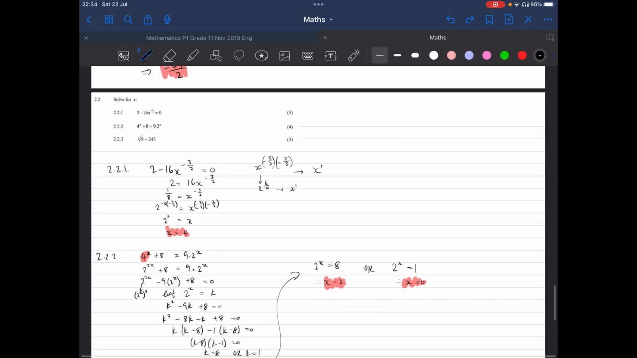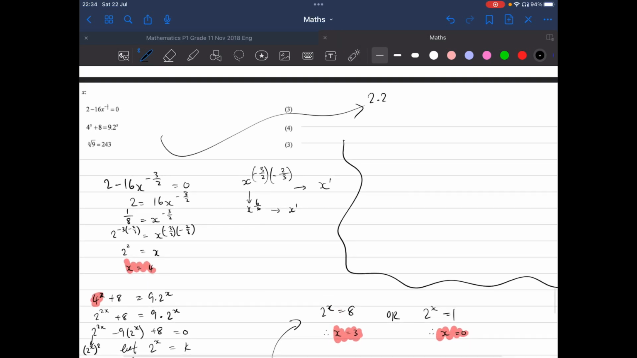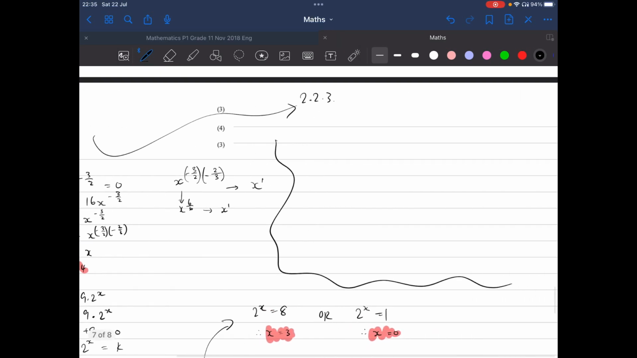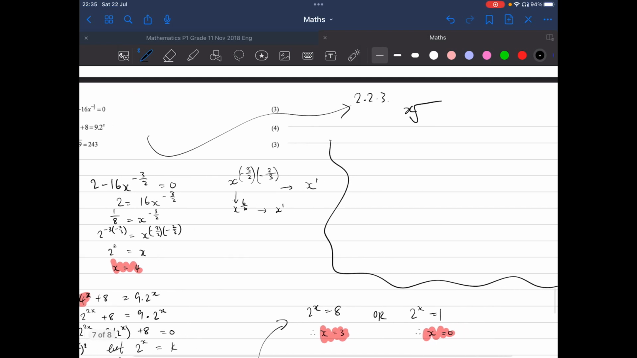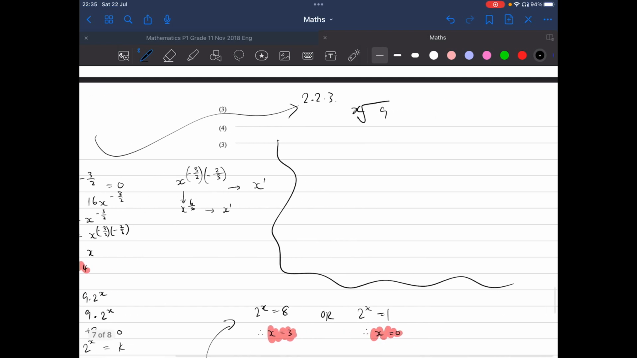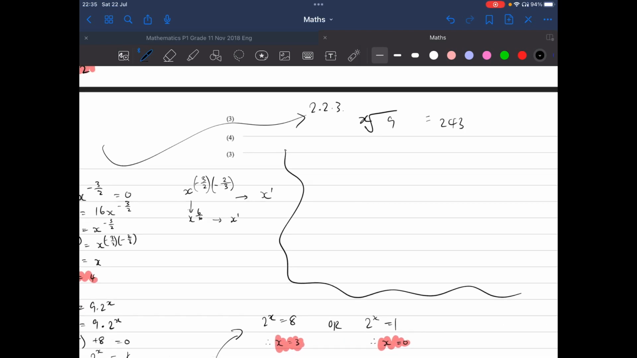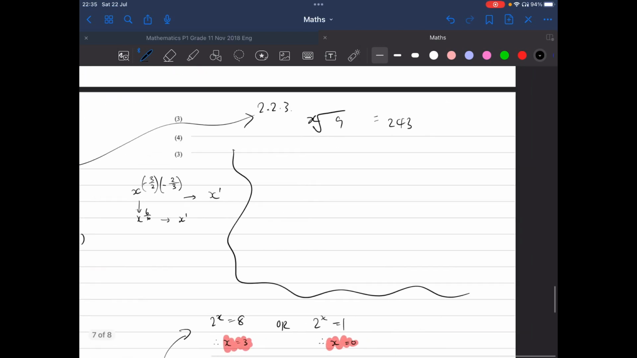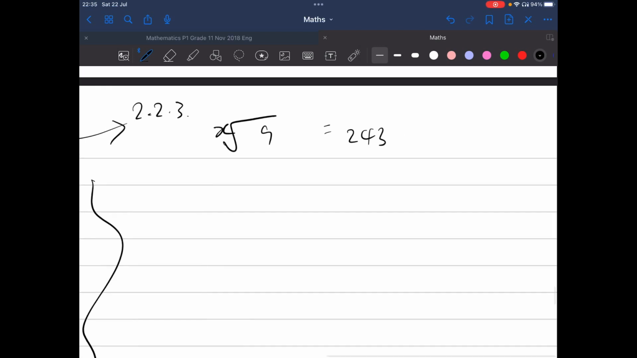Let's now look at 2.2.3. So I'm just going to do it over here. Okay, so 2.2.3. The xth root of 9 equals 243. Okay. Now how do we solve this? This looks very ugly, but I assure you it's very easy. Okay. Firstly, let's understand what the sign means.